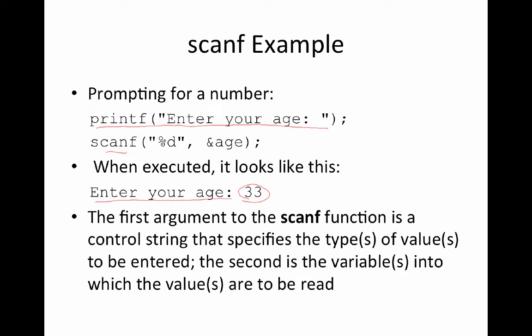So the first argument to the scanf function is a control string that specifies what kind of value the user is supposed to enter. In this case, %d means an integer. And the second is the variable into which the value is going to be read. So when the user types in a 33, that gets stored in the variable age.